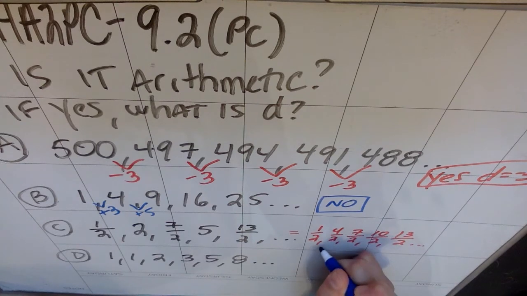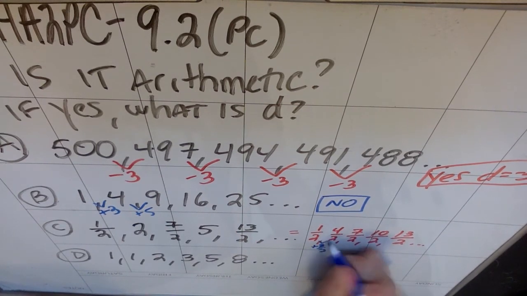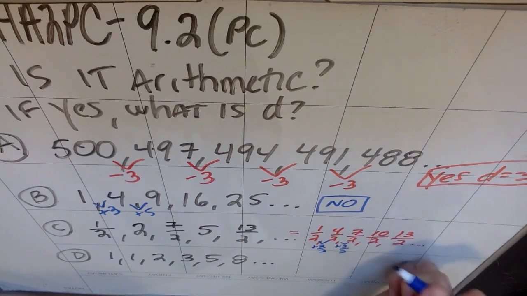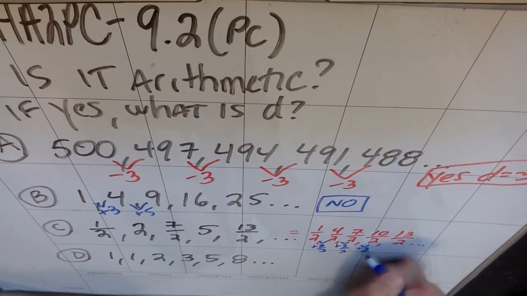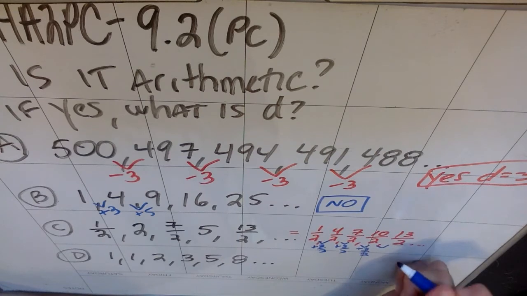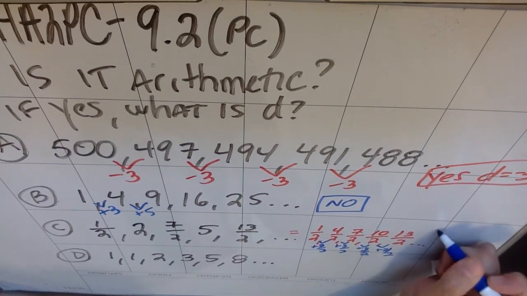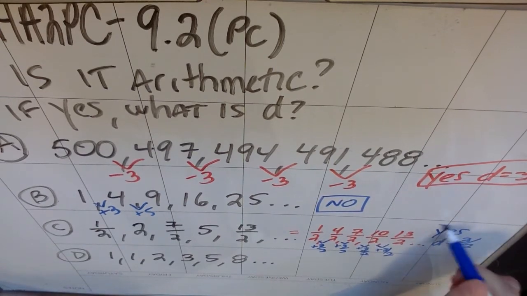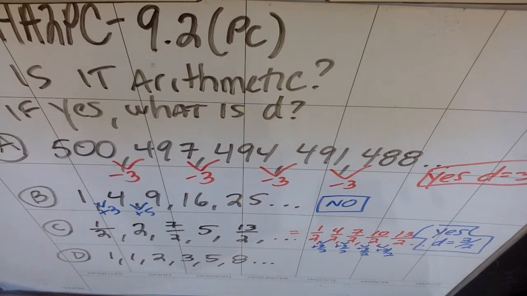To get from 1 half to 4 halves, I'm adding 3 halves, right? And then to get from 4 halves to 7 halves, I'm adding another 3 halves. From 7 halves to 10 halves, another 3 halves. And from 10 halves to 13 halves, another 3 halves. So the answer is that C is yes, and the common difference is 3 halves. You could write positive 3 halves or just 3 halves because we assume that a number with no sign defaults to positive.